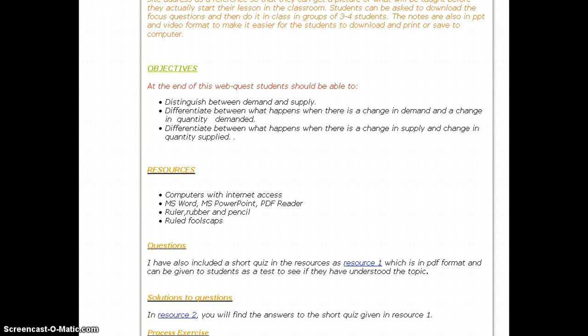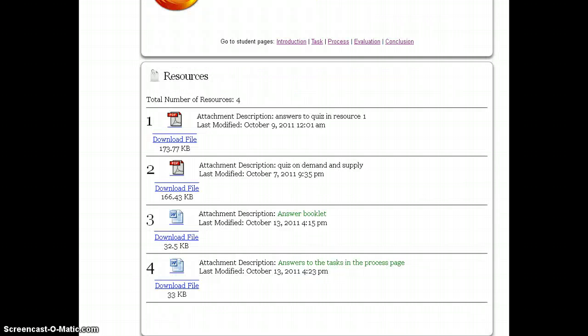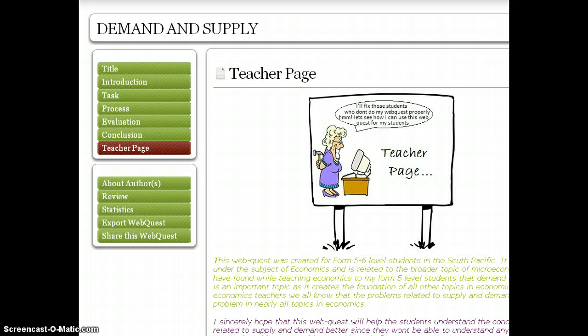You will also find a quiz in Resource 1 which is in PDF format and can be given to students as a test to see if they have understood the topic. The solutions to the questions are in Resource 2. Resource 1 and 2 can be found at the bottom of this teacher page. That is Resource 1 and Resource 2. You will also find an answer booklet and answers to the tasks in the process page. Now that you have got a brief summary of what the Webquest contains, let us move on to the introduction page.